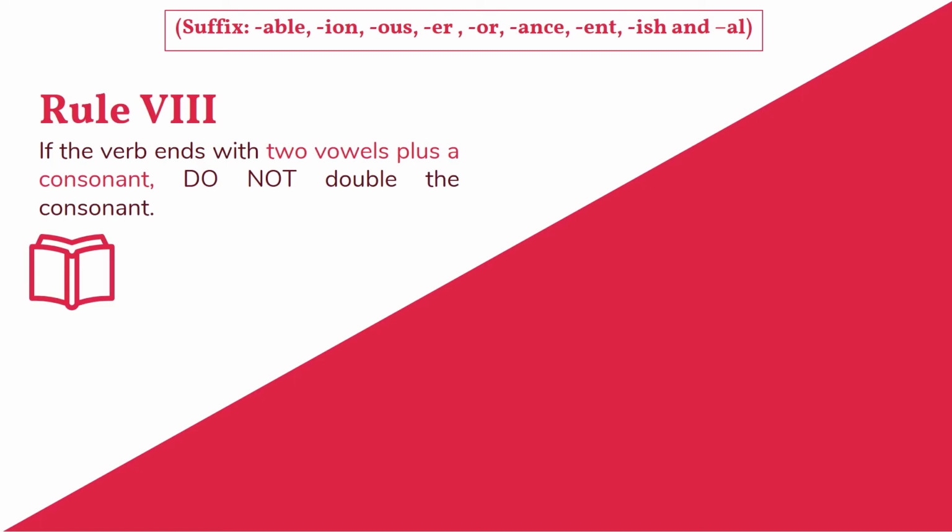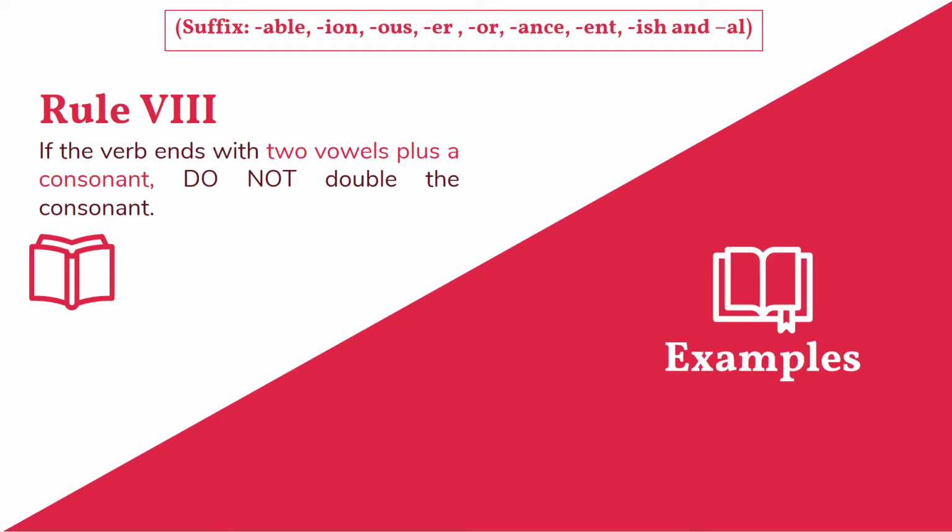Rule number 8. If the verb ends with two vowels plus a consonant, then we do not double the consonant. So now you might understand what we mean by a single vowel. Here you can see there's a consonant P at the end and there are two vowels before it, which are E. So to add the suffix ER, we have not doubled the consonant P and simply added ER at the end of the word. Next, keep, keeper. This case is similar to the previous example.